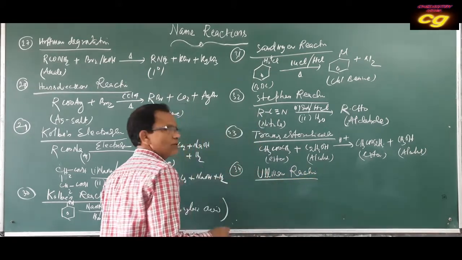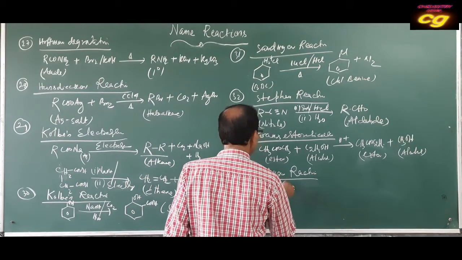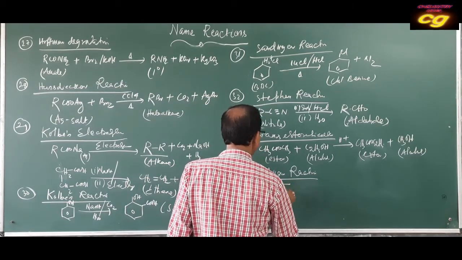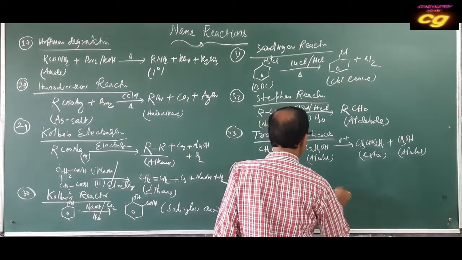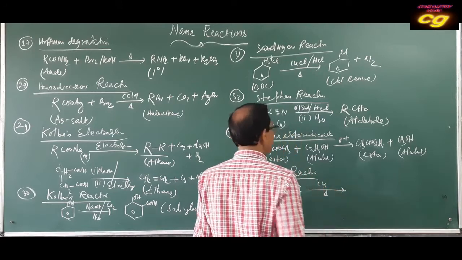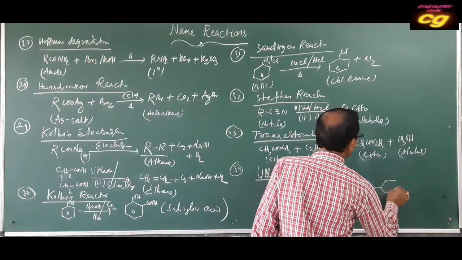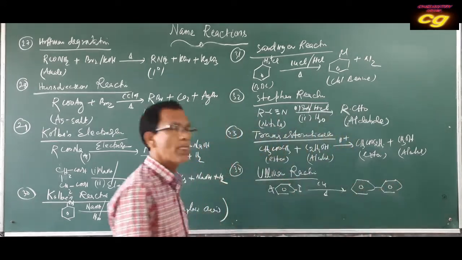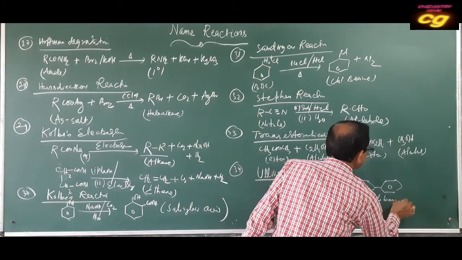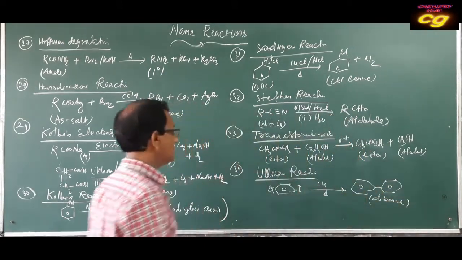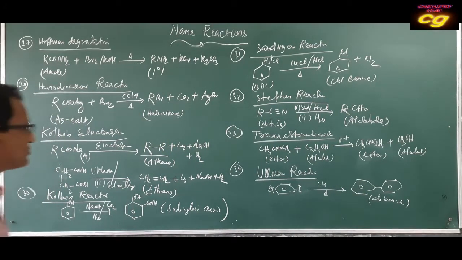Then Ullmann reaction. In Ullmann reaction, what happens? Two molecules of iodobenzene when treated with copper powder on heating produce biphenyl. This is iodobenzene, this is biphenyl. And this is called Ullmann reaction. Then Williamson synthesis.